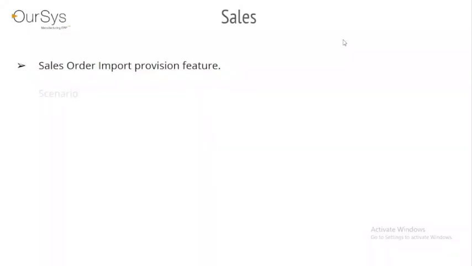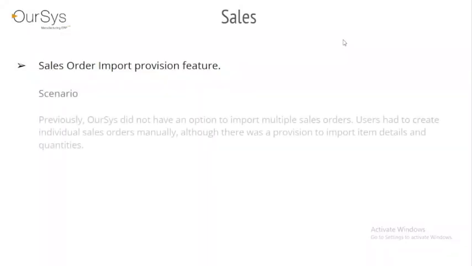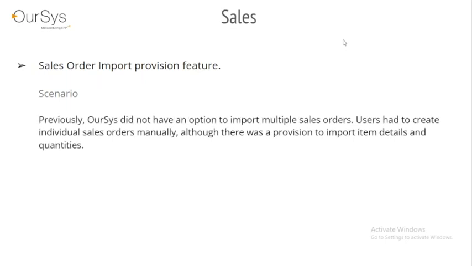Moving to the next feature, that is the sales order import provision. Previously, OurSys did not have any option to import multiple sales orders. Users had to create individual sales orders manually, although there was a provision to import item details and the quantities.